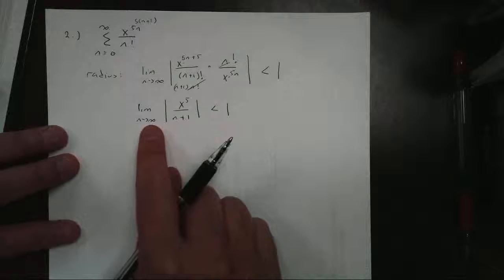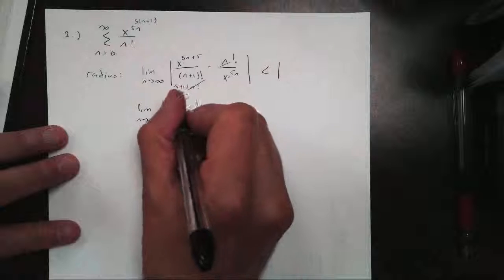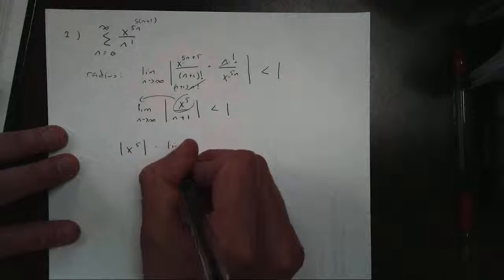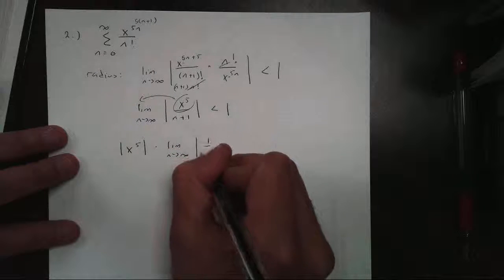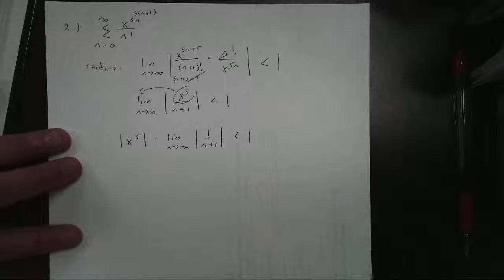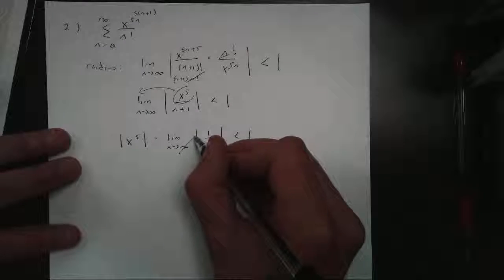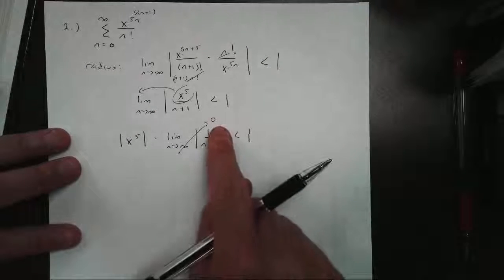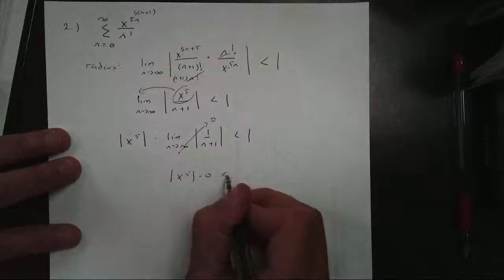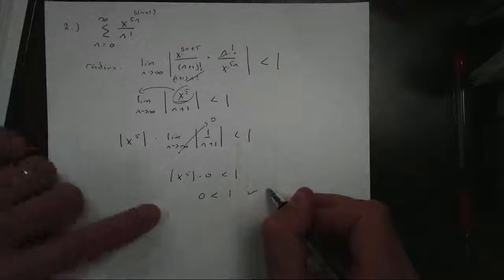Now, if I'm looking to see as n goes to infinity, it has to be less than 1. The x to the 5th, I can just take that out. So I get the absolute value of x to the 5th times the limit as n goes to infinity of 1 over n plus 1. This has to be less than 1. Now, something kind of cool happens. The limit as n goes to infinity just goes to 0. Isn't that neat? So I'm taking x to the 5th times 0 less than 1. This is just 0 is less than 1. This is always true. 0 is always less than 1.